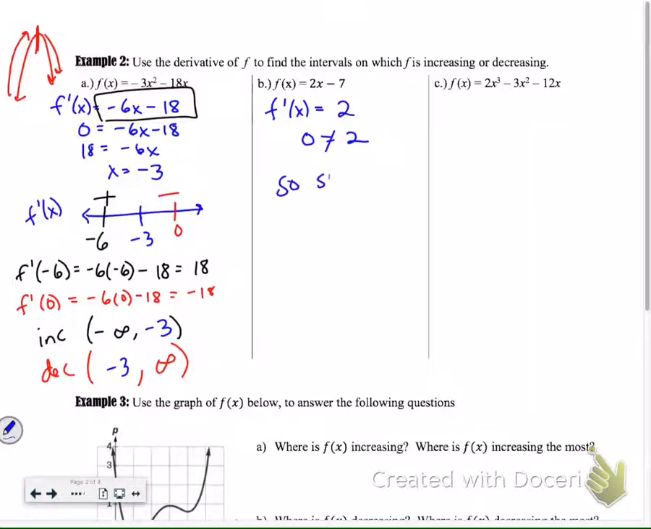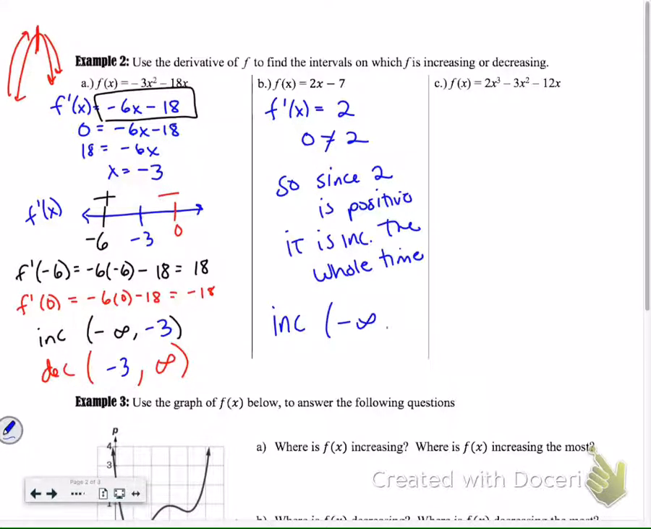So in this case, since 2 is positive, it is increasing the whole time. Now think about that. You know how to graph that. 2x minus 7, there's a positive slope. So you're going up the entire time. So we're increasing from negative infinity to infinity. And essentially a line, not a horizontal line and not a vertical line, but a regular, diagonal line, is always going to be either increasing or decreasing the entire time.